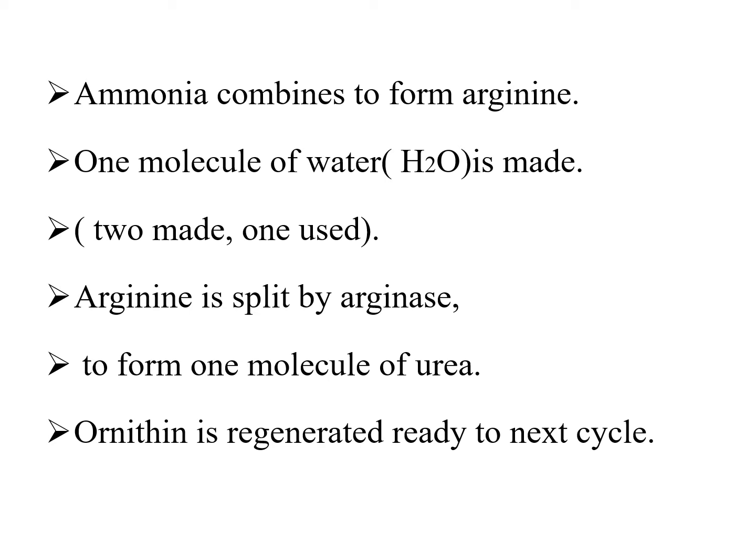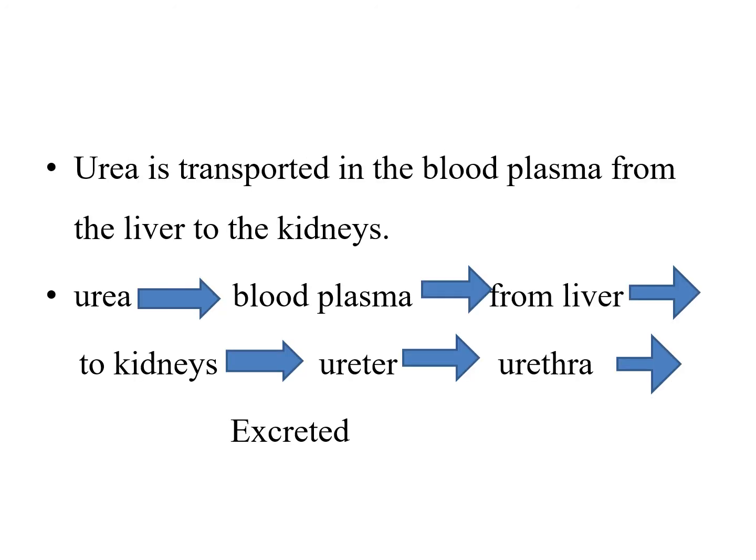Ammonia combines to form arginine. Two molecules of water are made, one is used. Arginine is split by arginase, an enzyme, to form 1 molecule of urea. Ornithine is regenerated, ready for the next cycle. Urea is transported in the blood plasma from the liver to the kidneys. In short, urea is transferred into blood plasma from the liver to the kidneys, then urethra, and excreted outside the body.